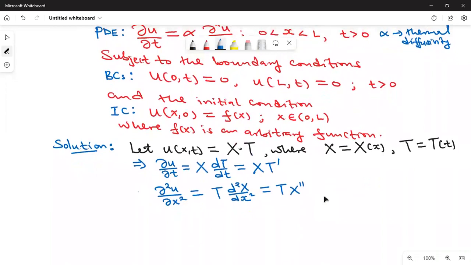Now we substitute into the PDE. What will be our PDE upon substitution? Our equation will now be X T prime equals alpha times T X double prime. And now this is separable. This is a separable ODE.